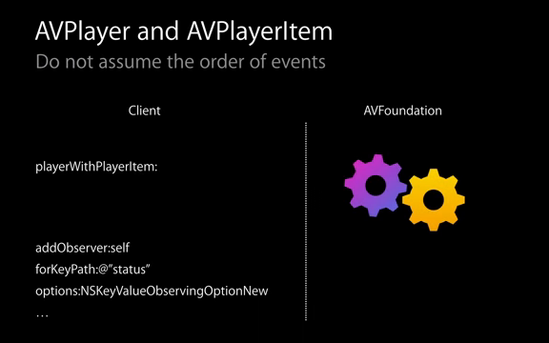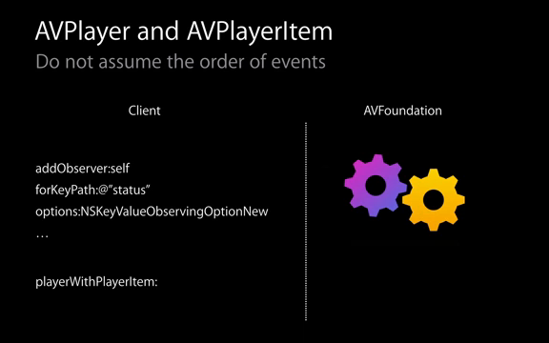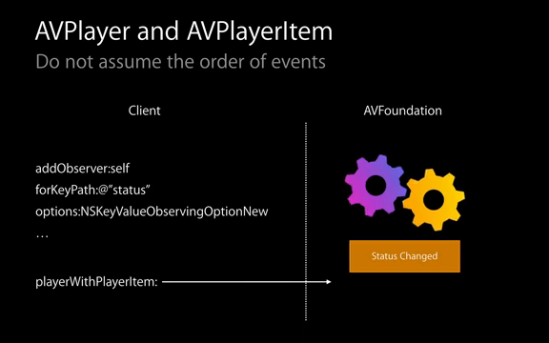First, do not assume the order in which events occur. As soon as you associate a player item with a player, AV Foundation starts its underlying machinery so that your user can experience a smooth playback. On iOS 7, we made an optimization which changes the status to ready to play much more quickly. So if you were to add yourself as an observer after you create a player with a player item, you could miss this vital notification. To fix this, you can add yourself as an observer before associating a player item with a player. That way, you wouldn't miss any notifications.